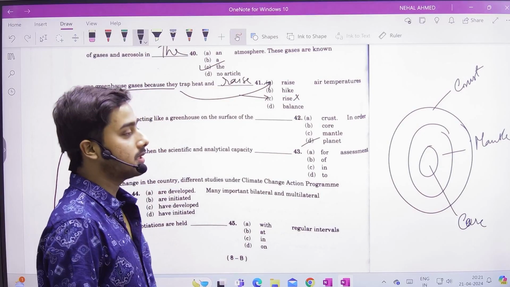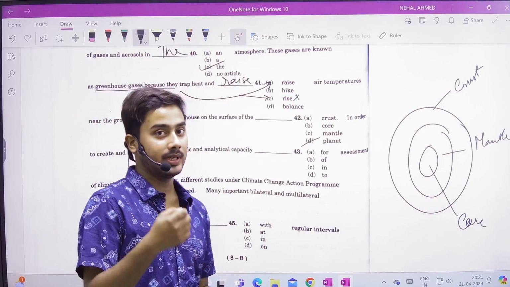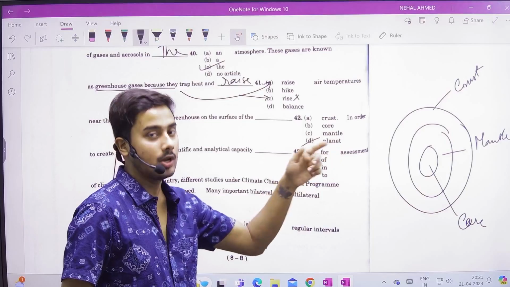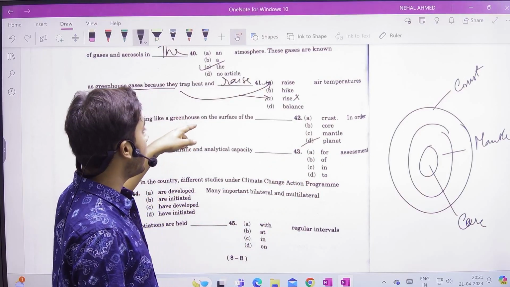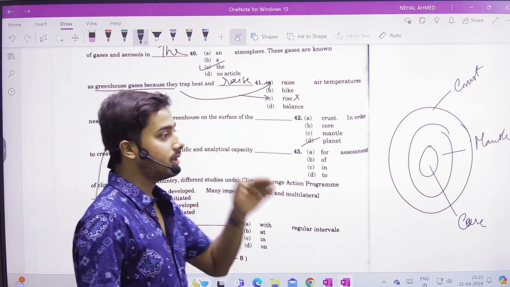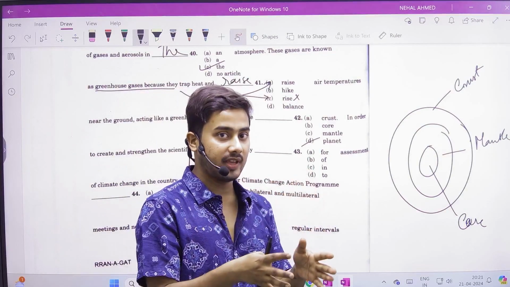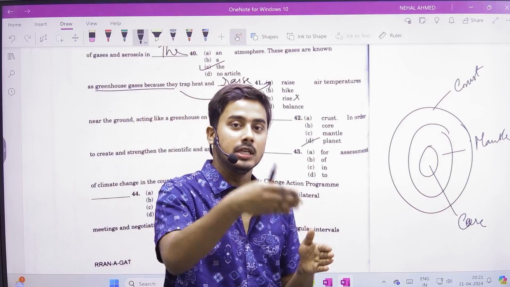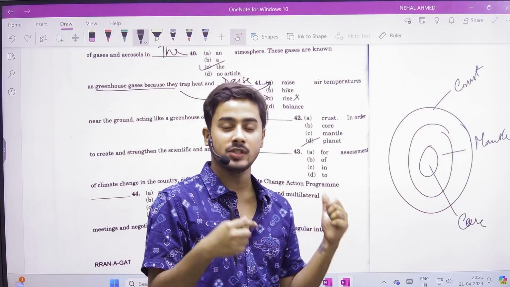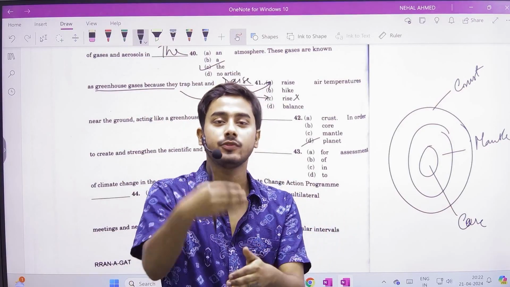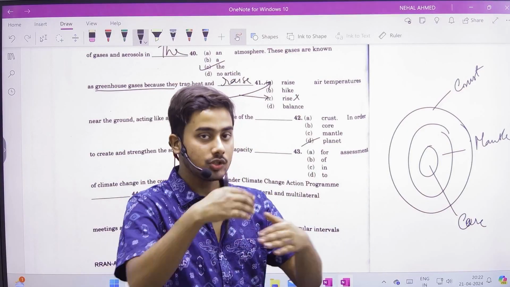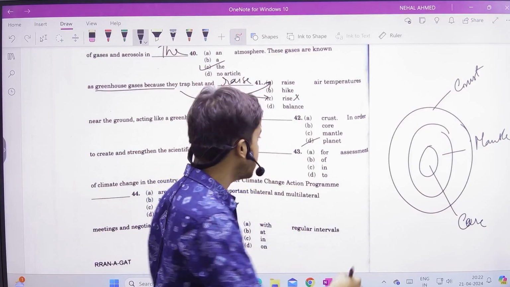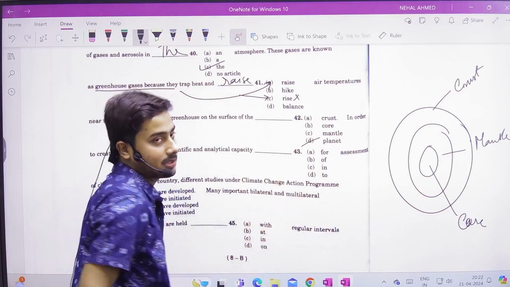I was seeing certain live videos online also where they're claiming the answer is going to be crust. Well, no, it's not going to be crust, because I'll tell you why. Acting like a greenhouse on the surface of. Here we are not speaking about surface. The emphasis is not about the positioning. The emphasis is basically on the surface of what? The surface of planet Earth is itself called crust. So we cannot go for the surface of crust. It's the surface of the planet Earth, right?